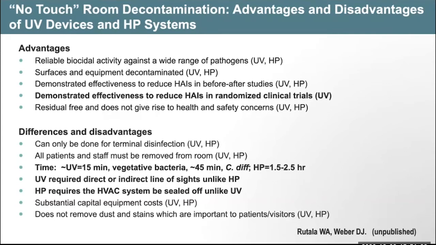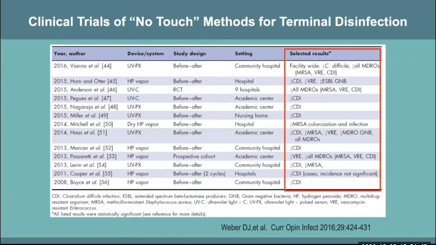But hydrogen peroxide also has its problems. You have to close off the HVAC system to do that. There are substantial capital equipment costs, and you still need cleaning. And in the United States, these are widely used at the present time.